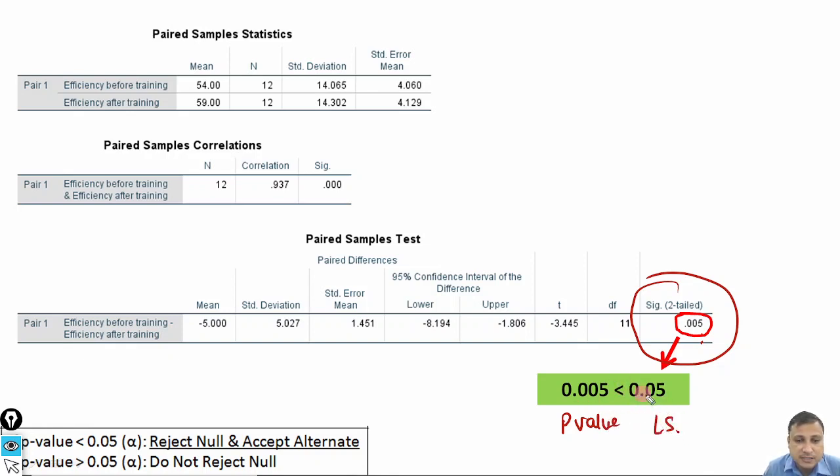If the p-value is less than 0.05, what is the thumb rule? Thumb rule is here. If the p-value is less than 0.05, what do we do? We reject the null hypothesis. It means we accept the alternate hypothesis, and the alternate hypothesis is that the efficiency before and efficiency after the training is not the same. There is a significant difference in the efficiency of the workers before and after. So this is the way that we interpret here using the p-value.